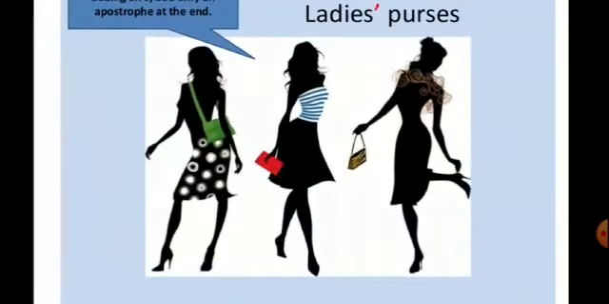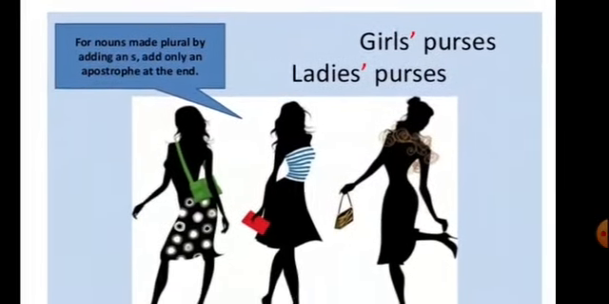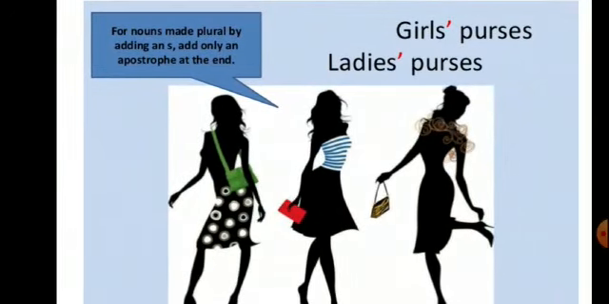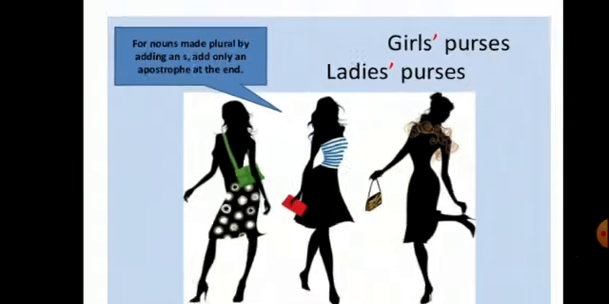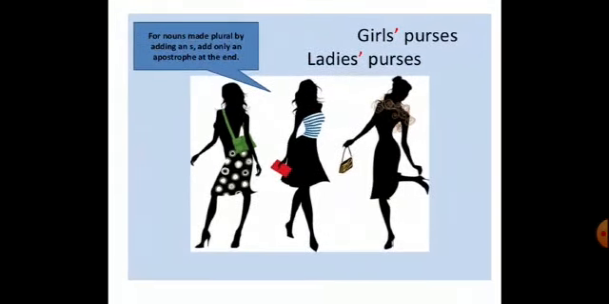Now I have here three ladies or three girls with three purses. So for nouns made plural by adding an S, add only an apostrophe at the end. It's not only one girl, it will be girls. So the purses of the girls. First of all, I change one girl into plural, girls, or lady into ladies, and then put the apostrophe after the S and say the purses of ladies or the purses of girls.